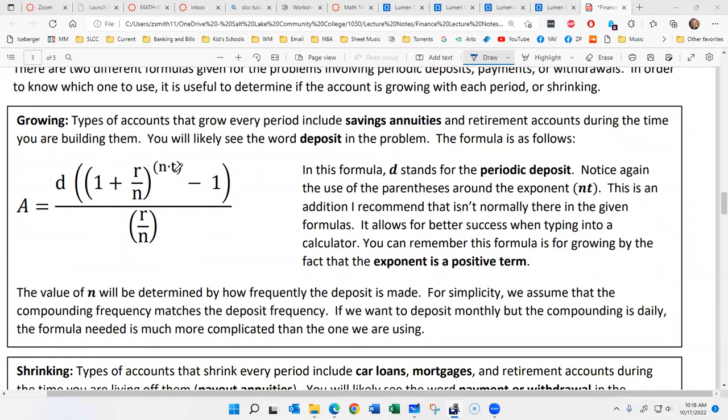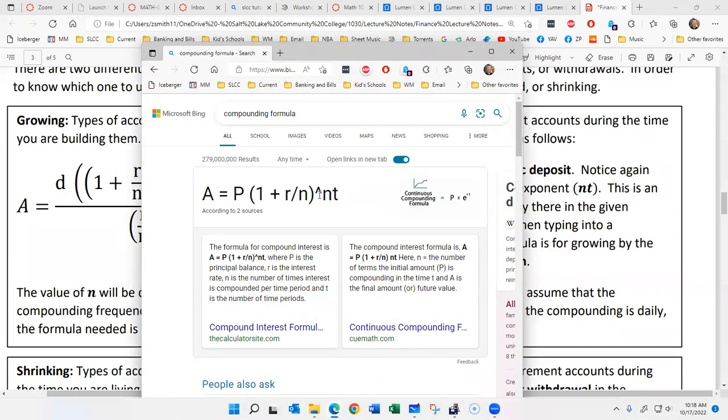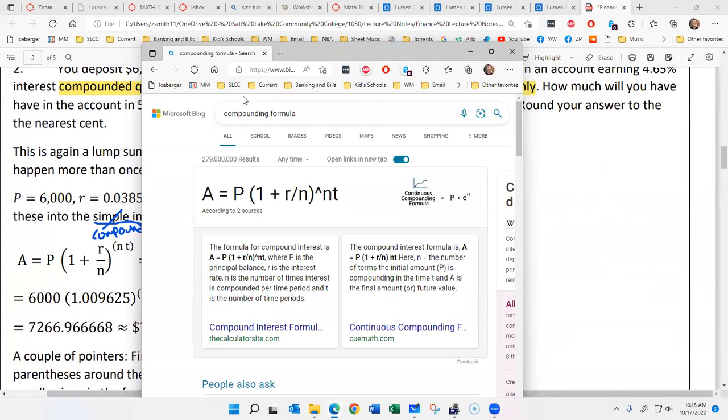So this formula, I have again introduced parentheses around the exponent. You won't typically see those when you look up the formulas. Actually, I can do it this way. Let me look up the compounding formula. So this is our previous formula, just so you can see it's the same stuff, but the NT is not in parentheses. And so this will never work out right.